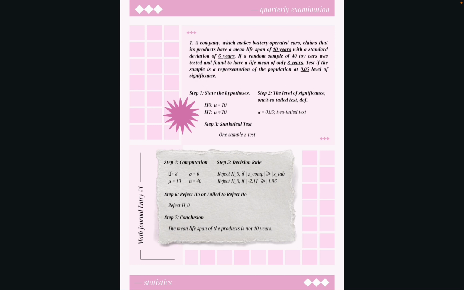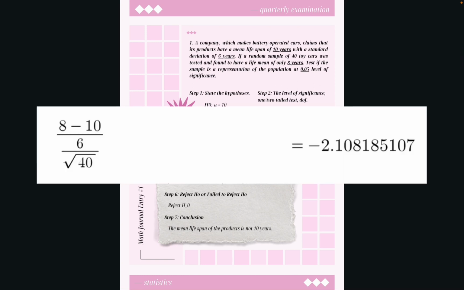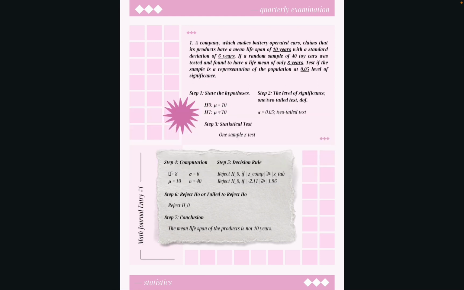And for step 4, computation. This is supposed to be an x-bar, but I don't know what happened. But anyway, it is 8 and the mean is 10, standard deviation is 6, and the sample size is 40. So now for the formula that is computed in Desmos, it is 8 minus 10 all over 6 over square root of 40, and you get negative 2.108 or negative 2.11.